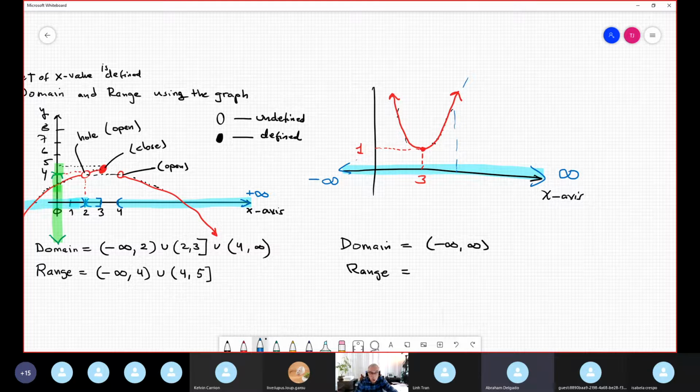Now, the range, no. Why not? Because we have the parabola only from 1 to positive infinity. So my parabola extends from 1, including 1, of course, to positive infinity. And toward negative infinity, we have no parabola. So my range, in interval notation, is bracket 1, positive infinity. Good?